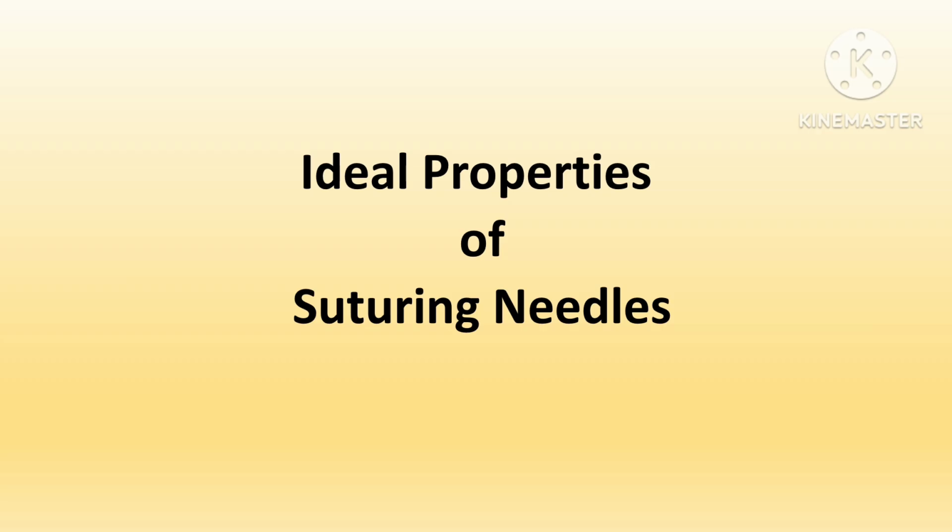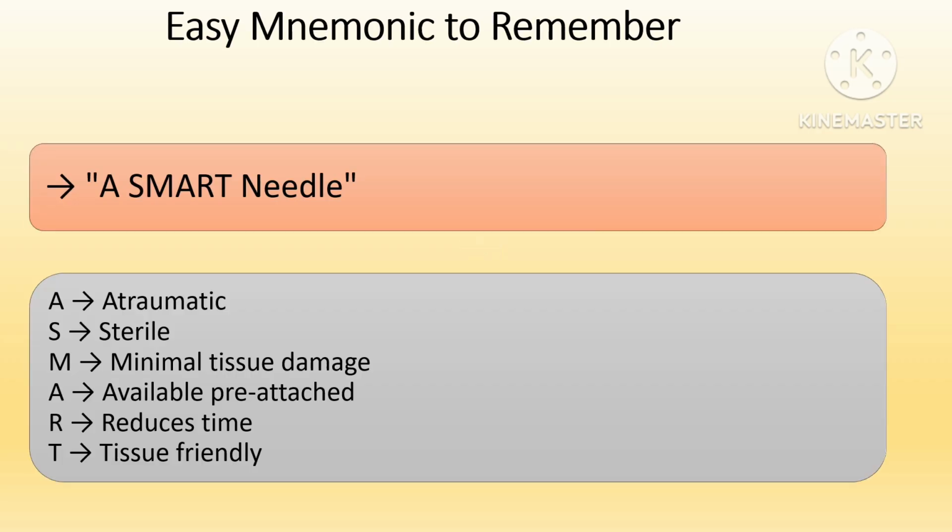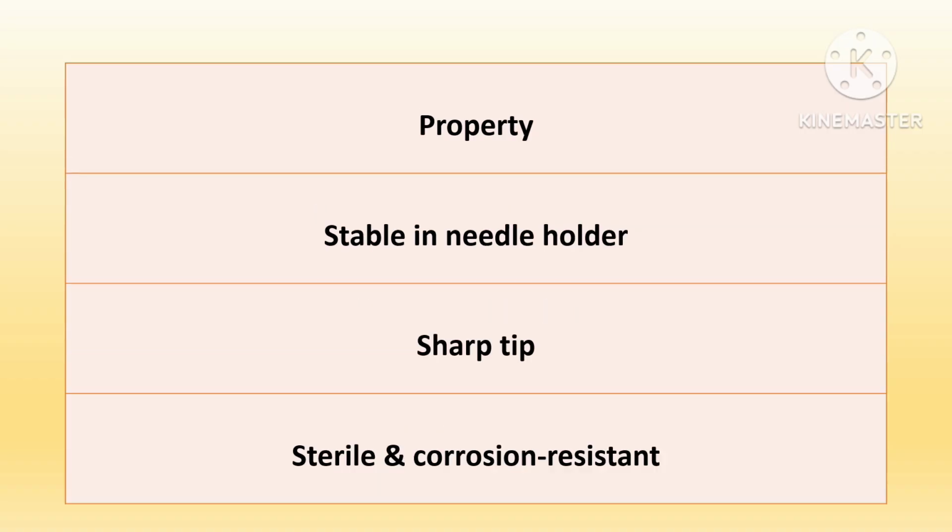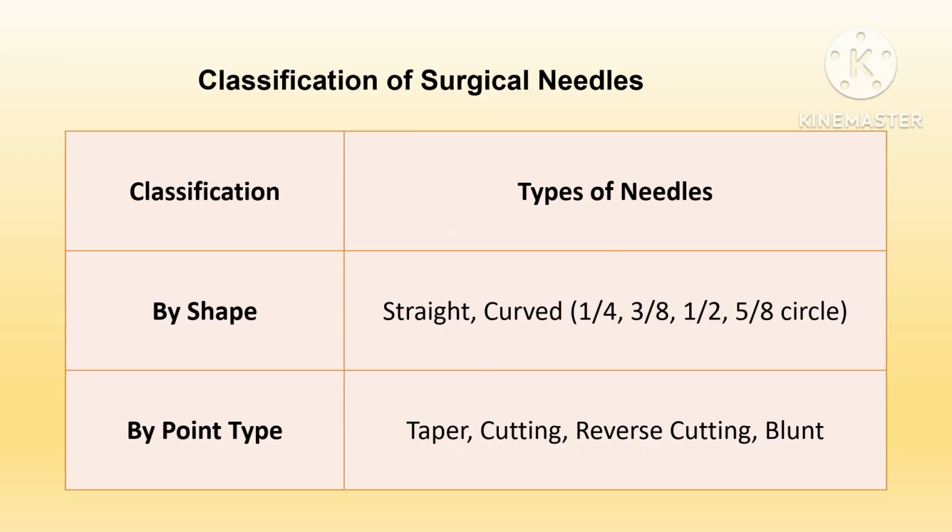A good suturing needle should be made of strong stainless steel so it does not bend or break. It should be as thin as possible to avoid hurting the tissues too much. It needs to go in smoothly without causing any damage. It should stay steady in the needle holder, be very sharp to go in easily, and of course be clean and rust proof so there is no risk of infection.